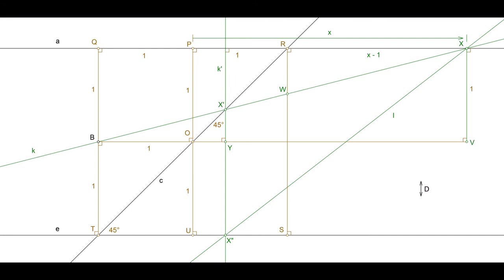Now you can find various parallel intercepts, which by another theorem of Thales gives you similar triangles. For instance, B, Y, X prime, and B, V, X. That is, X prime Y is to X V as B Y is to B V.